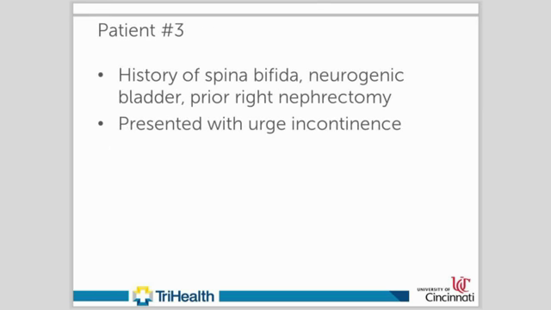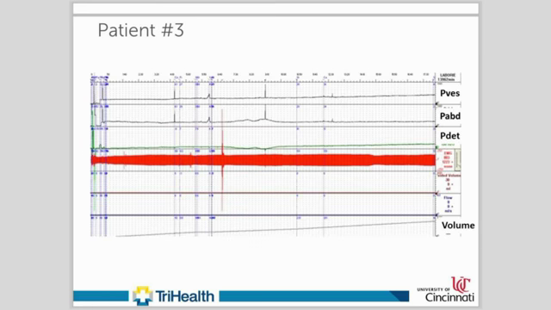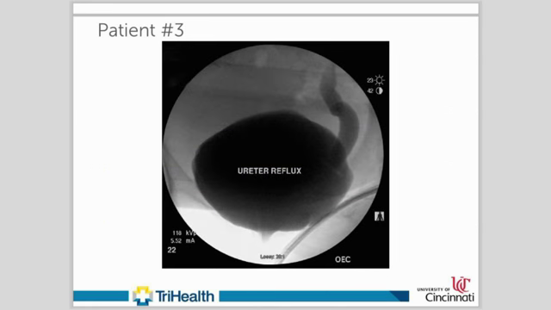Patient number 3 has a history of spina bifida and a complicated urological history, including neurogenic bladder and prior right nephrectomy. She presented with symptoms of urge urinary incontinence. Cystometrogram shows poor bladder compliance, again noted by the rising vesical and detrusor pressures with bladder filling. Fluoroscopy demonstrates grade 4 reflux, producing hydroureter to the solitary ureter.